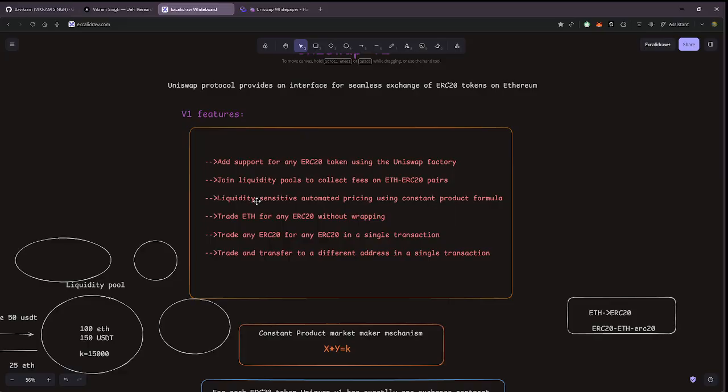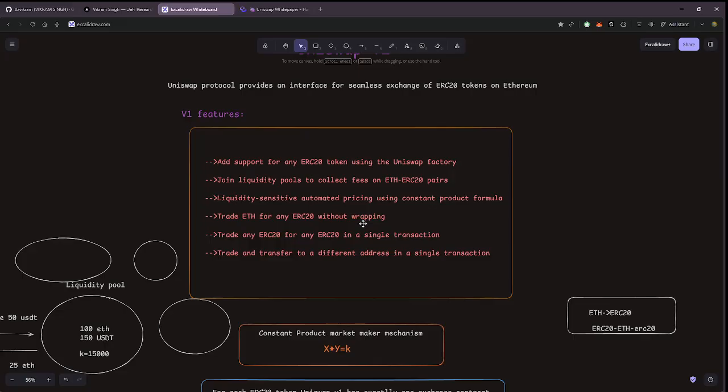You can add support for any ERC20 token using the Uniswap factory, if it is not already available in the pool. You can also join liquidity pools to collect fees on ETH-ERC20 pairs. If you want to join the liquidity pool, then you have to submit ETH and an equal amount of ERC20 token, maintaining a 1:1 ratio.